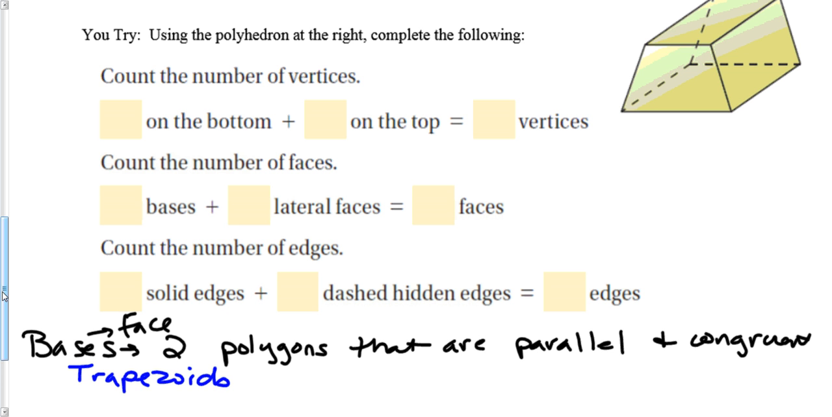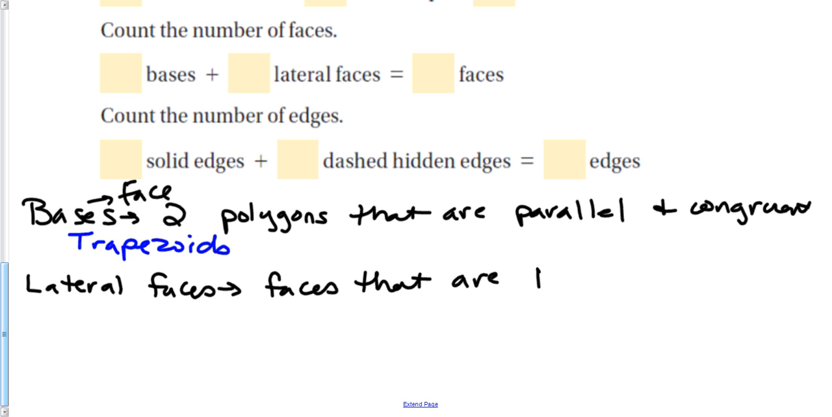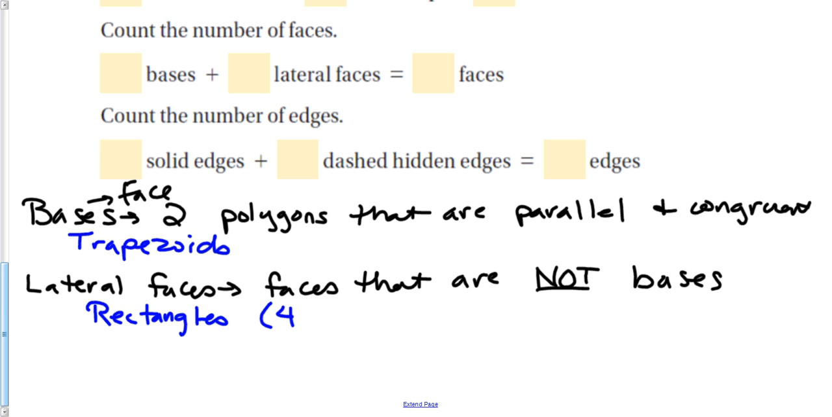So next thing that we need to talk about are lateral faces. So a lateral face, these are faces that are not bases. So all the rectangles that we were talking about, all of those are our lateral faces. In this case, we had 4 of them. With the trapezoids, we had 2 of them. If you need to pause the video to write that down, please pause now.